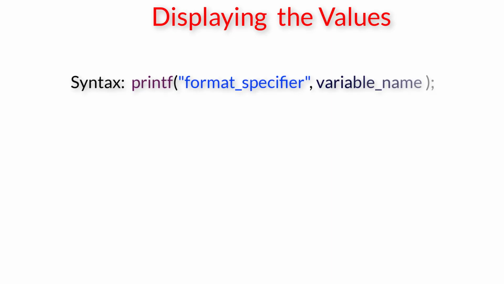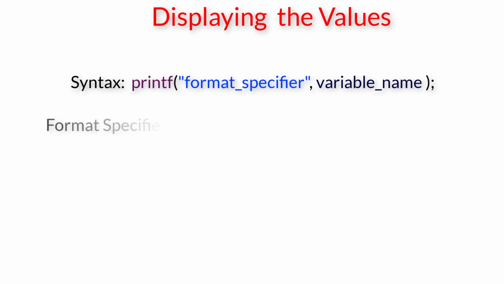Here, in the printf statement, we need to specify the format specifier inside the double quotes, and then the variable name after the double quotes. These format specifiers are used to tell the compiler what kind of data a particular variable is storing. A format specifier is formed with a % sign followed by a character.